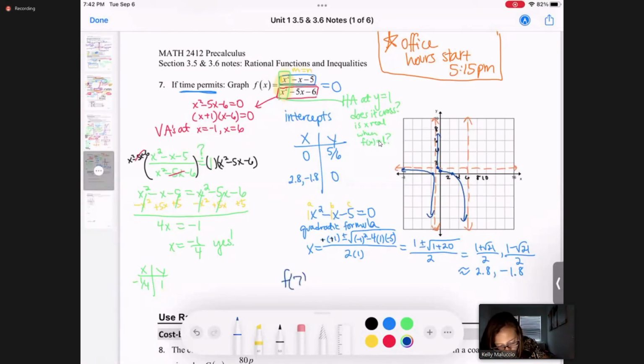So f of 7, I found it was about 4.6. So what that means is that at 7, I have about 4.6, which is like somewhere in there, right? And now I know, okay, there's a point. I know it's not down here. I know it's got to be up here approaching my asymptotes. So I go here. And there's your graph of this pretty complicated function.